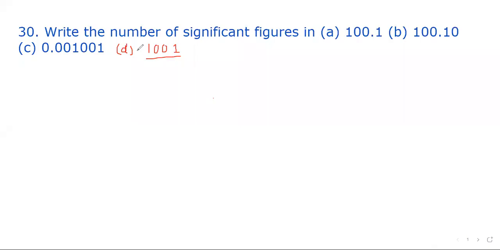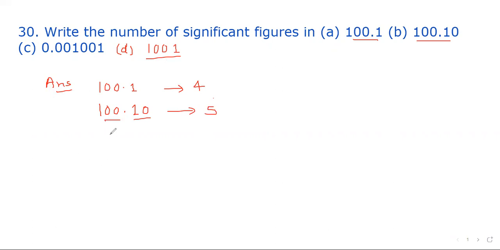Question number 30. Write the number of significant figures in 100.1, 100.10, 0.001, 001, and 1001. Answer. 100.1: there are four significant figures. Here, 100.10, these two digits will be counted. So we have 5 in total.